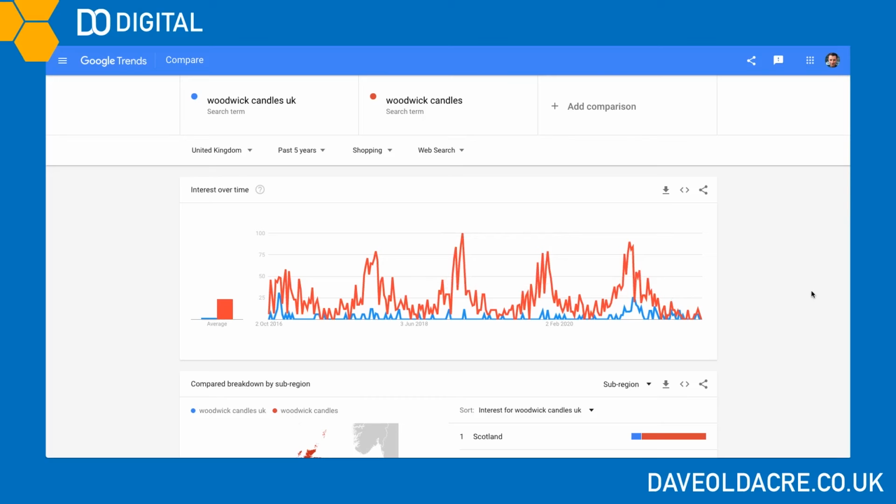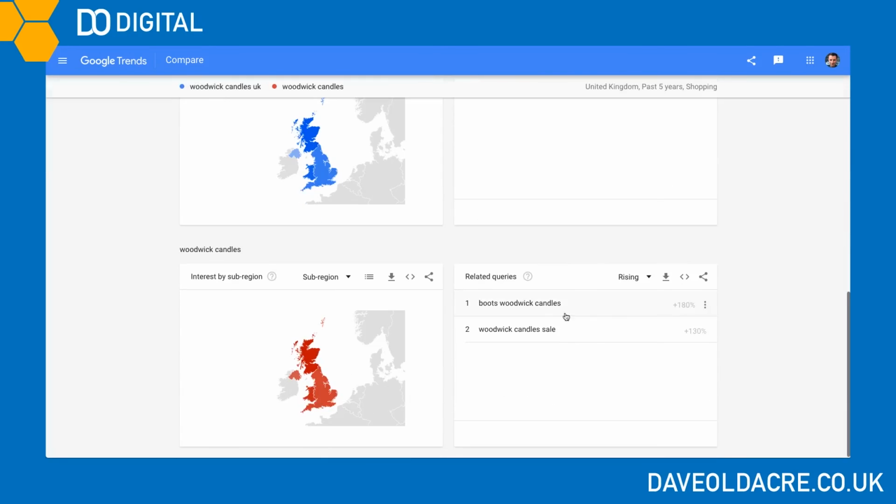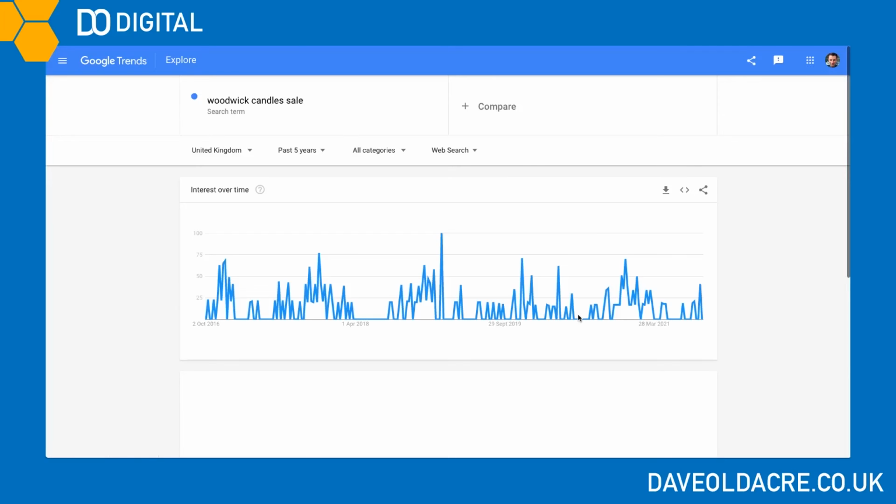So as you can see, the search trends here is a little bit more peaky and troughy, but that's because Google's got less data. But it can immediately tell us that people are starting to search for woodwick candles around now. You can go on and expand on these different search terms and queries in Google Trends, and you can keep going through. You can click on, for example, the queries that are at the bottom of the page, and Google Trends will reload the page with that specific data.